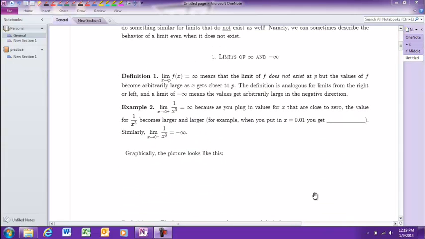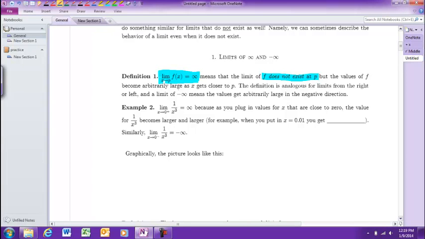So definition one: if you say that the limit as x approaches a number p of f of x equals infinity, what does it mean for a limit to equal infinity? It means that the limit does not exist, okay? But as you approach that value of p, the values of your function, in other words the y values you're getting, get arbitrarily large, which means they become bigger and bigger numbers.